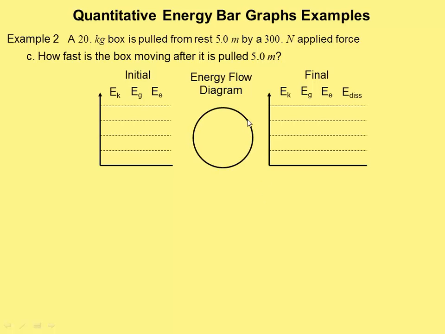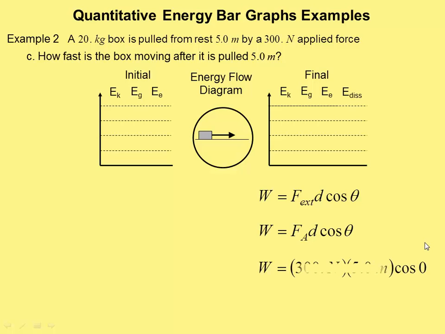Our energy flow diagram consists of the system boundary, and what's in the system, the box and the Earth. Notice whatever's applying the force here is not part of the system. But there is obviously energy flowing into our system to make the box move. That, of course, is an amount of work. And work, as we learned yesterday, is the external force times the distance times the cosine of the angle in between. In this case, the external force is the applied force, which we're given in the problem. And we're pulling the box in the same direction it's moving. So remember here that theta is the angle between the external force and the displacement, which in this case would be 0.